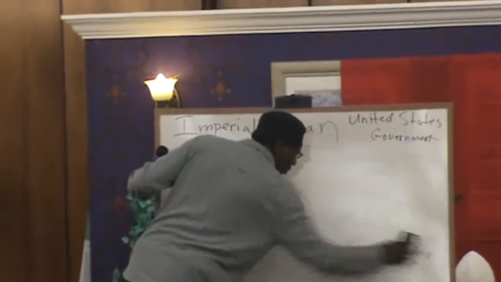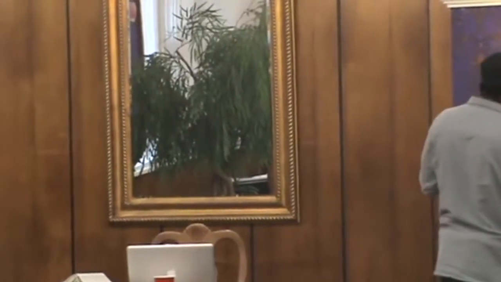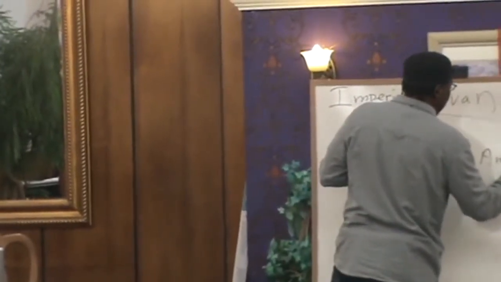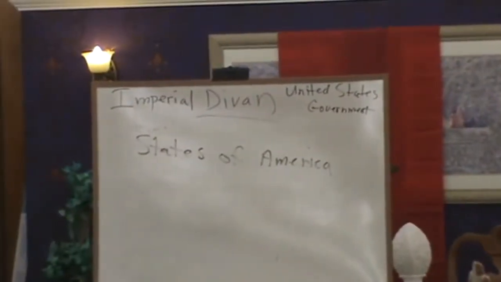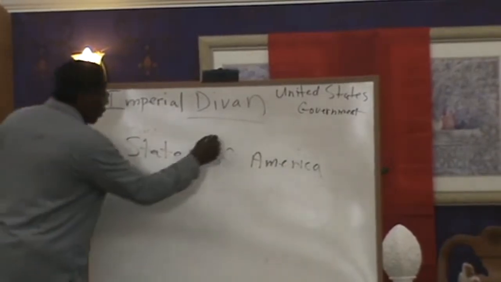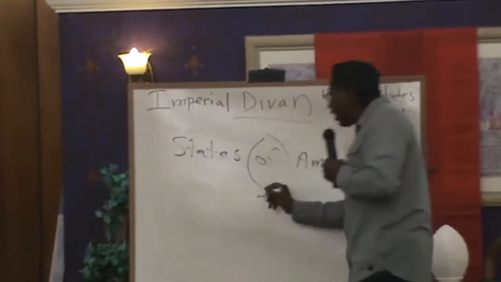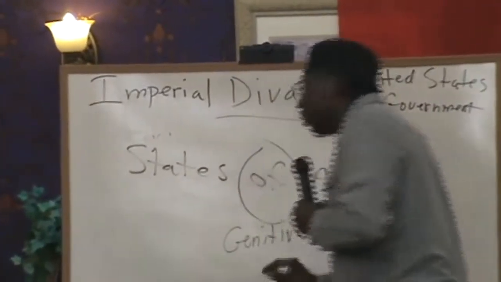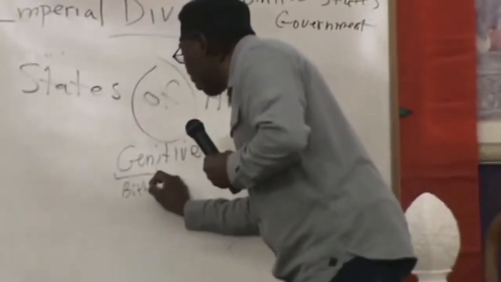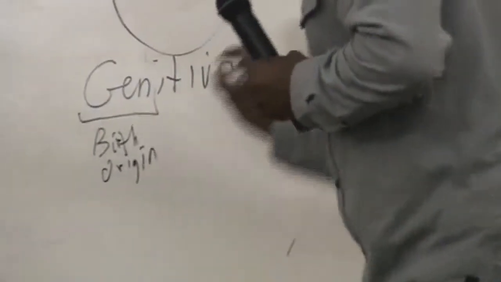Okay, so I'm kind of confused just a little bit. When they say the states of America, being that they use the word "of", let's analyze that. Let's analyze it dramatically. States of America. In grammar, words function based on their syntax. This is functioning as a genitive. Genitive.